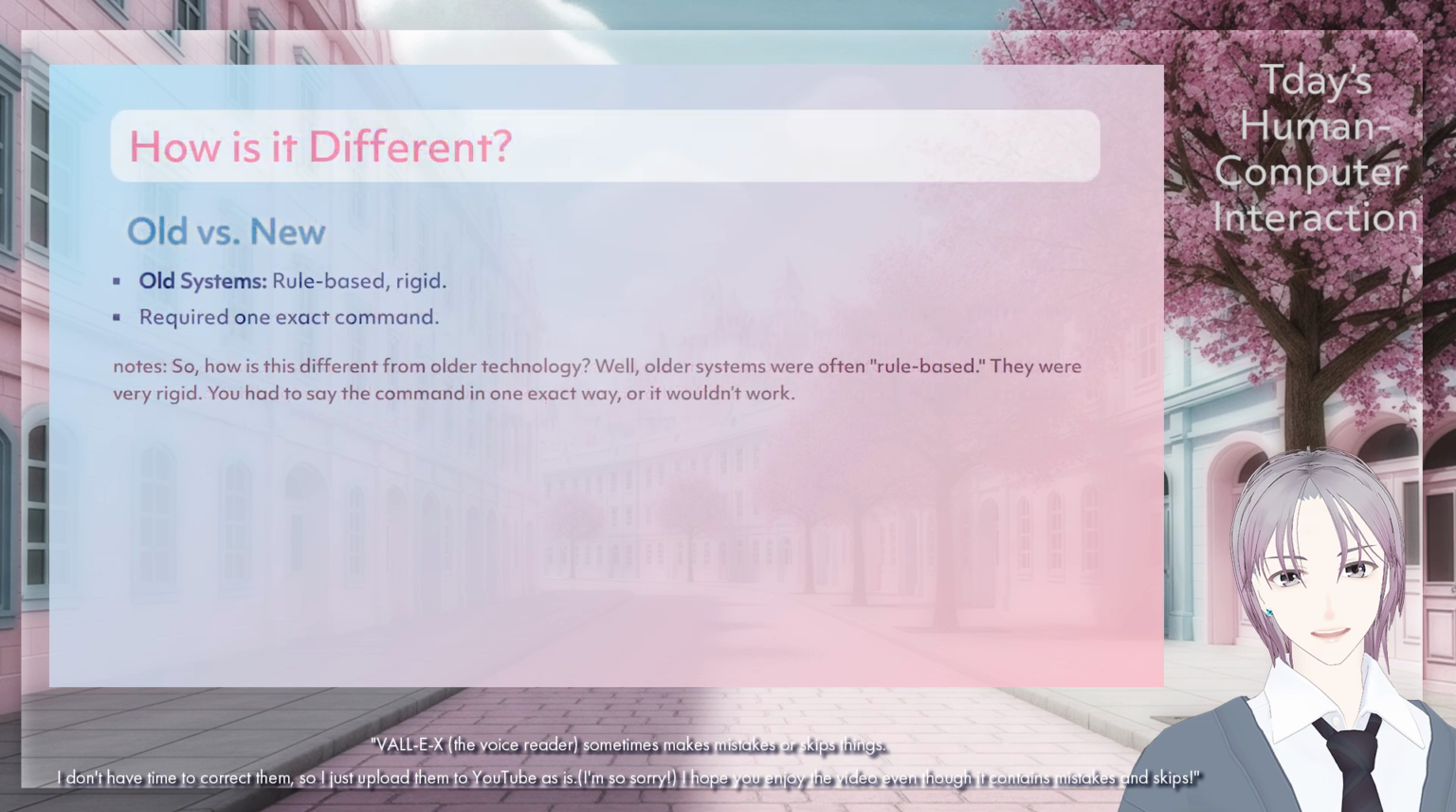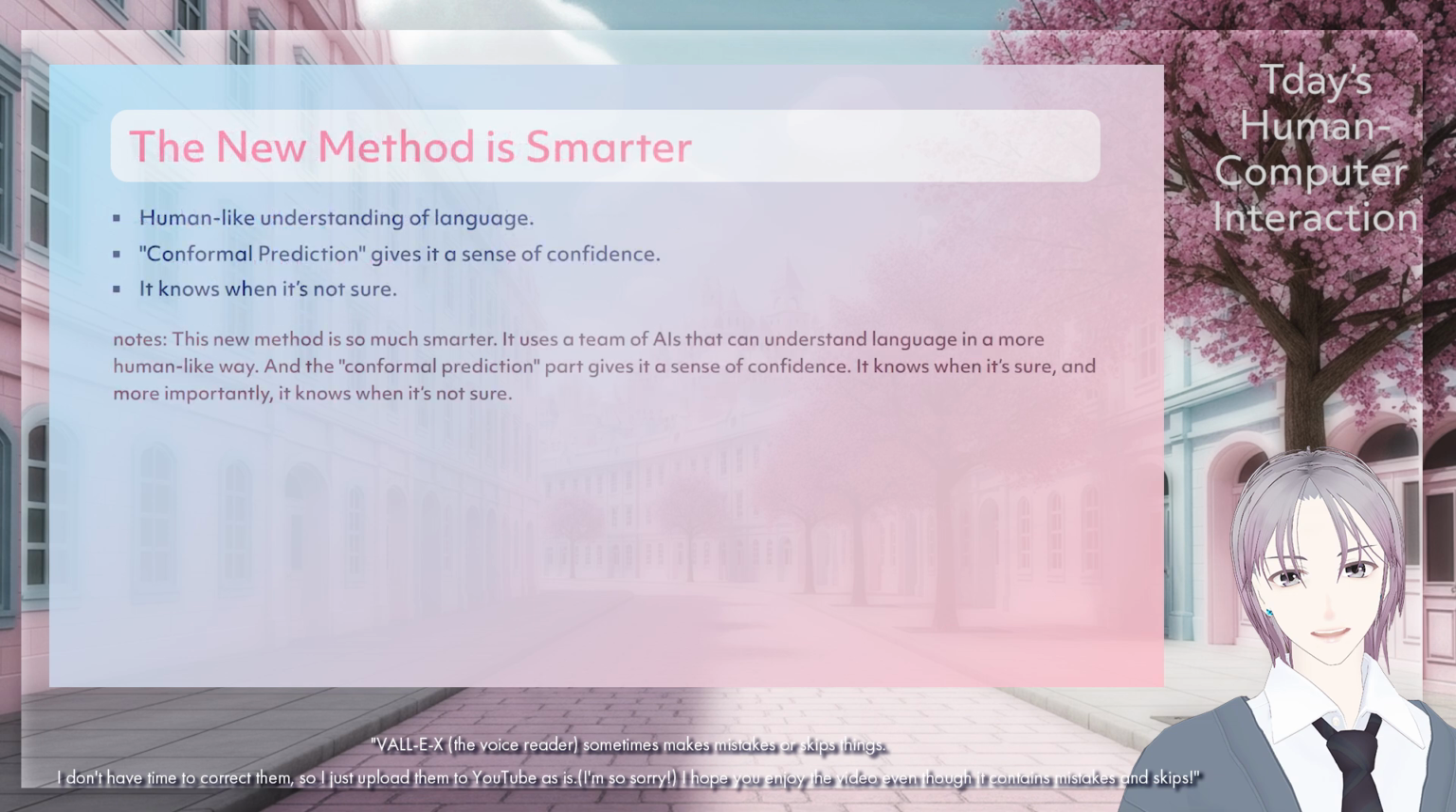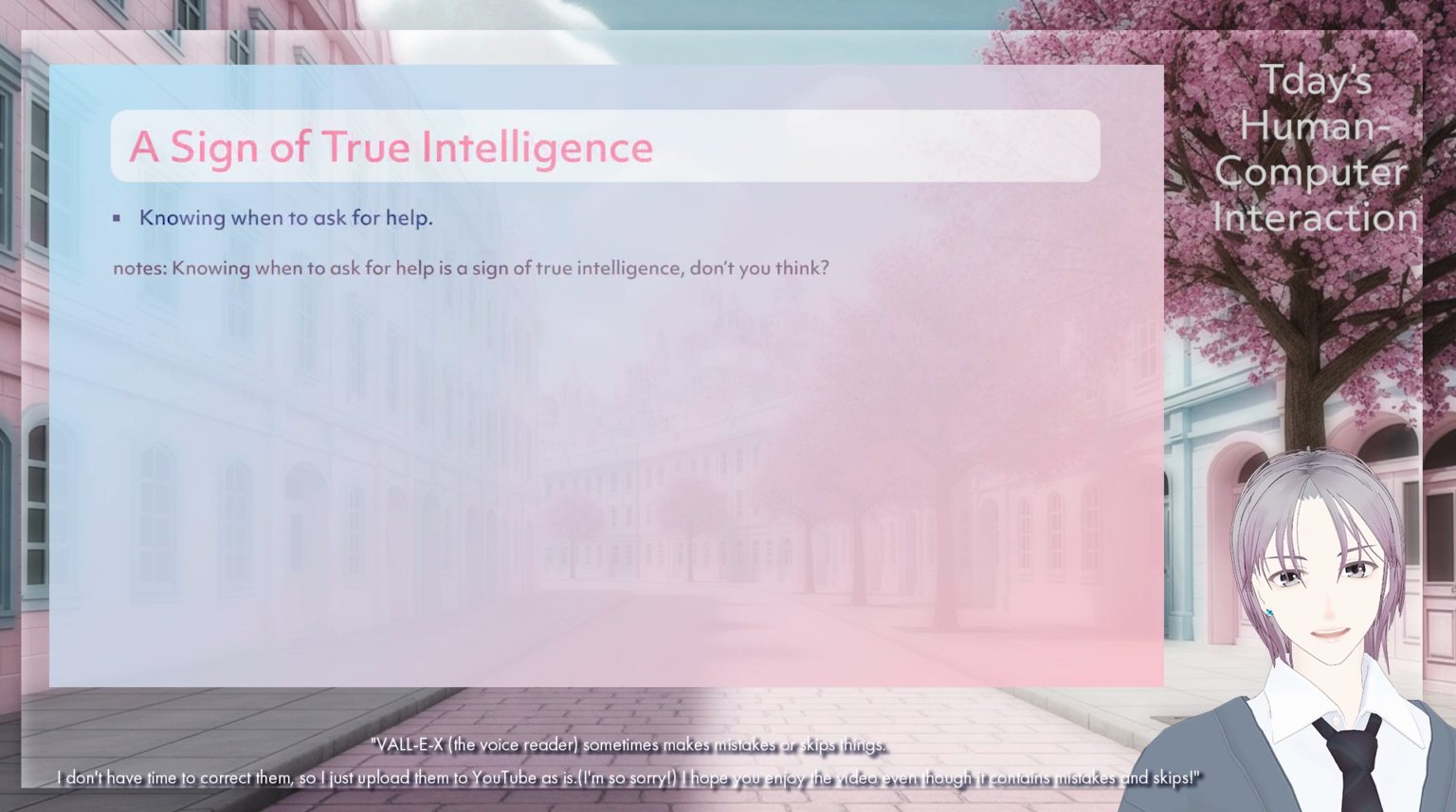So, how is this different from older technology? Well, older systems were often rigid. You had to say the command in one exact way, or it wouldn't work. They couldn't handle different ways of saying the same thing. This new method is so much smarter. It uses a team of LLMs that can understand language in a more human-like way. Its probabilistic prediction part gives it a sense of confidence. It knows when it's sure, and more importantly, it knows when it's not sure. Knowing when to ask for help is a sign of true intelligence.